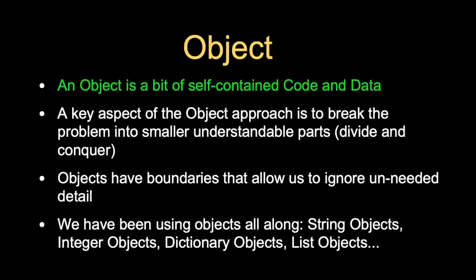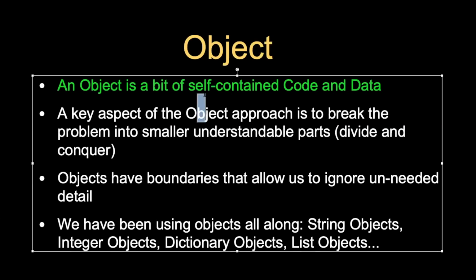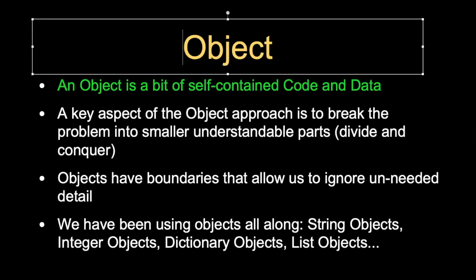Okay. Let's talk about these objects here. So this is just one object. An object is a bit of self-contained code and data. We talked about that, right? Self-contained means it's got its own properties and behaviors. A key aspect of an object approach is to break the problem into smaller, understandable parts, divide and conquer.